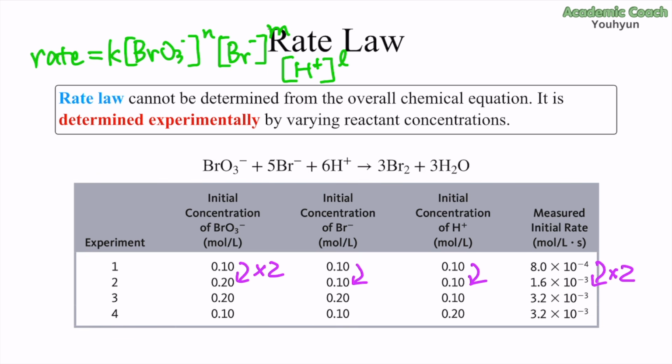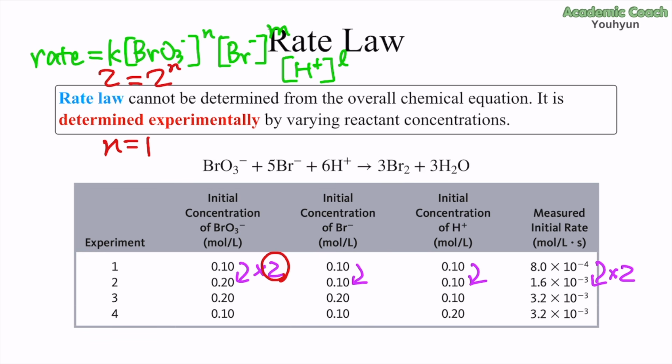So again, I'm going to plug in this 2 right here. Then 2 to the power of n is equal to 2. This represents how much the initial rate has changed from experiment 1 to 2. Then I get that n is equal to 1.